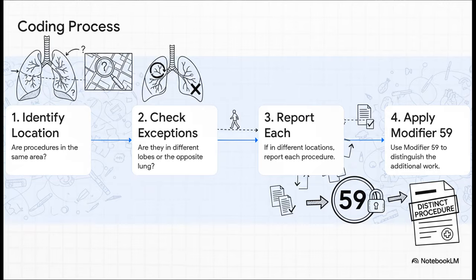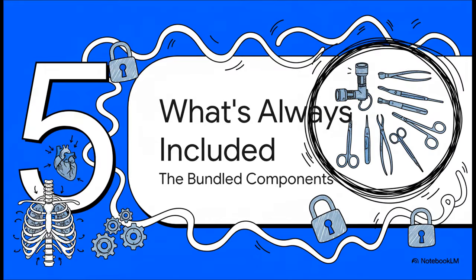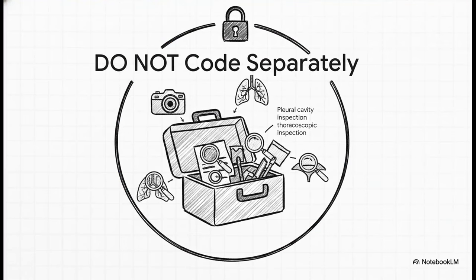All right, let's talk about something called unbundling, or really how to avoid it. This is a list of things that are just considered part of the deal for any VATS procedure. A lot of new coders get tripped up here, so let's make sure that's not you. I mean, just think about it logically for a second. How could a surgeon possibly perform a VATS procedure without using the camera, or without making the incision to get inside the chest, or without looking around? All of this stuff, the camera work, the access, the basic inspection, it's all baked into the value of the main CPT code. Trying to bill for them separately is a big no-no.